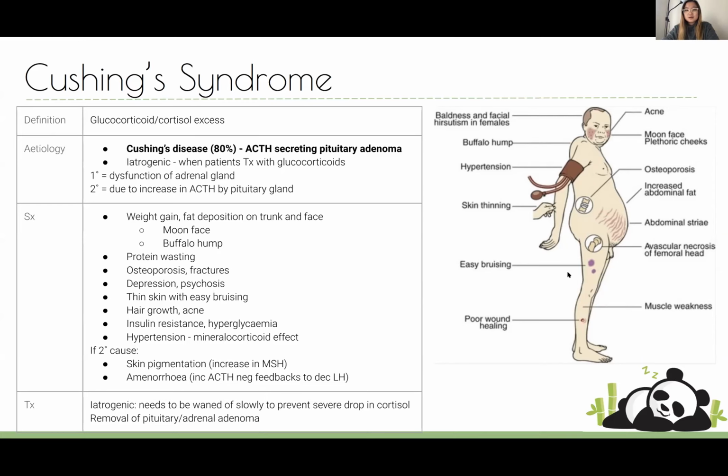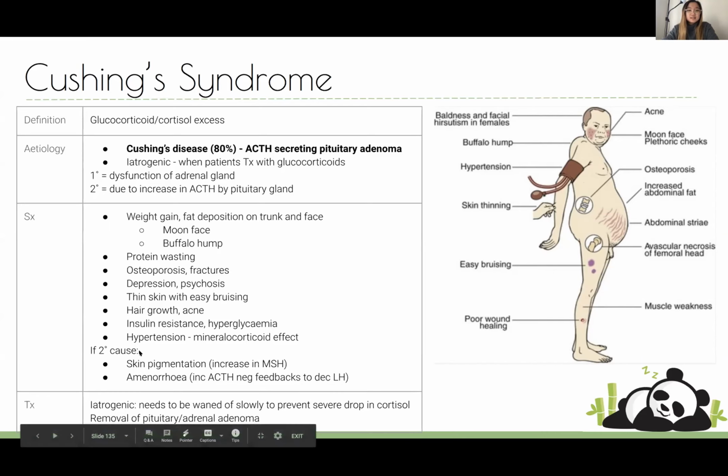You get osteoporosis and fractures. They get these abdominal striae. They get acne. They can get neurological issues, like depression and psychosis. They get hypertension, easy bruising, poor wound healing, weakness. I think those are the most important ones. Oh, and increased abdominal fat.